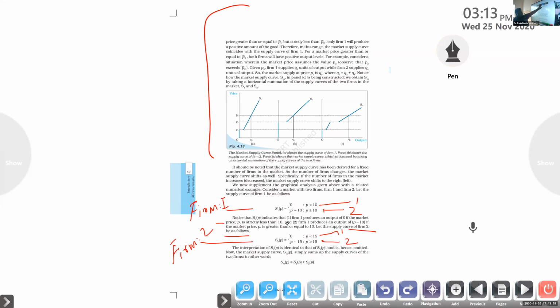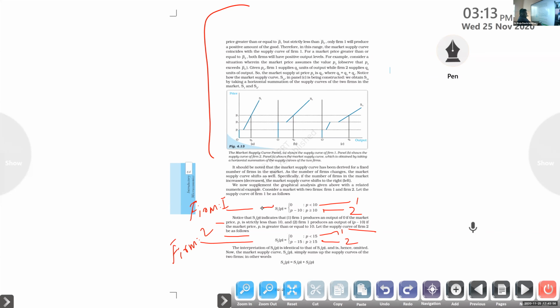In the first case it is 10 rupees, and in the second case it is 15 rupees. Remember one thing: 15 rupees is connected with firm 2, and 10 rupees is connected with firm 1. So firm 1 will produce if the price is strictly less than 15 and more than 10. Is that clear? Okay, fine. Keep that in your mind.